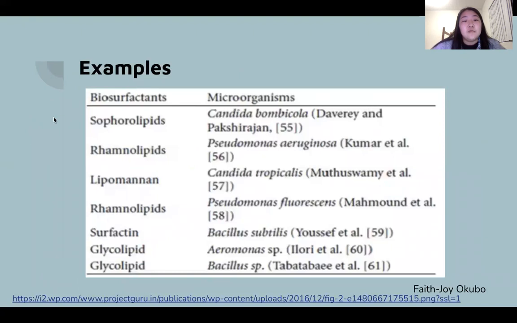Some examples of biosurfactants, and these are the list of microorganisms that can produce different biosurfactants, and they're very ubiquitous, so very unique, very diverse. So different microorganisms can thrive in different environmental situations. So whether it be some thrive better in higher temperatures or better salinity or pH levels, all those play into factor.